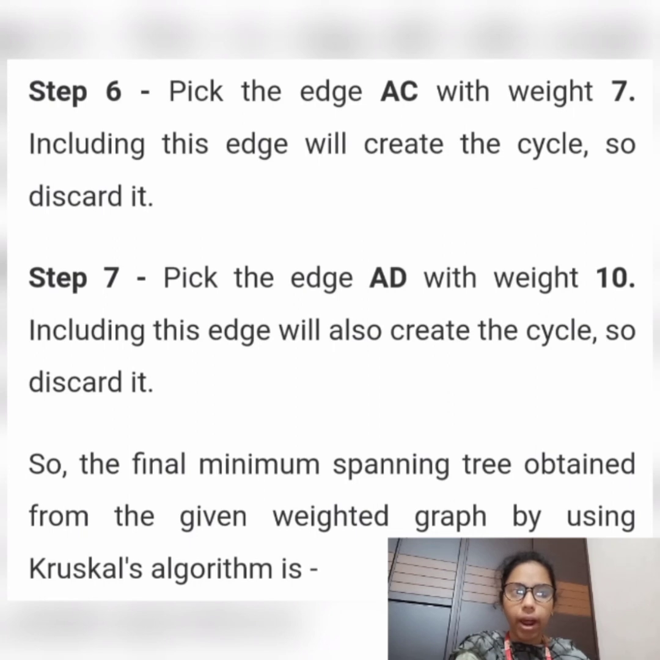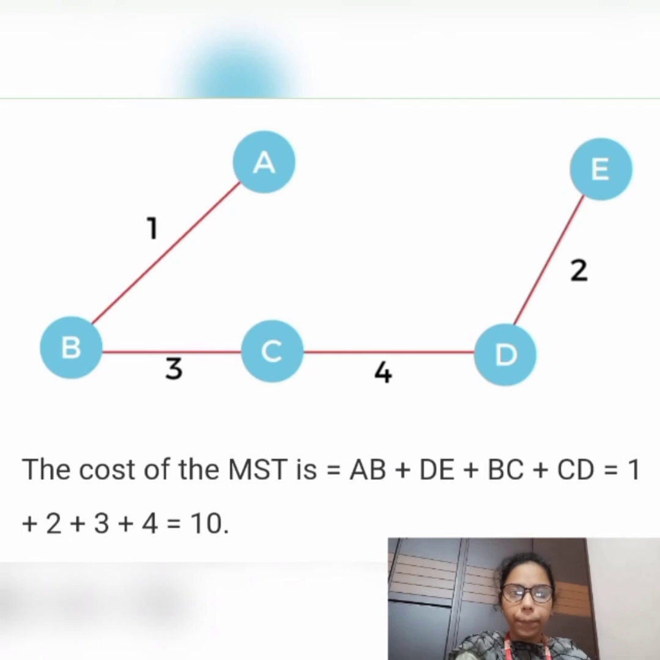So the final minimum spanning tree obtained from the given weighted graph using Kruskal's algorithm is A to B, B to C, C to D, D to E. Only the smallest weights are added. The cost of the minimum spanning tree is the sum of the weights of all the edges. The total edges will be n minus 1 for the spanning tree. On adding AB plus DE plus BC plus CD to find the minimum cost of the spanning tree, we get 10. So the minimum cost of the spanning tree is 10.